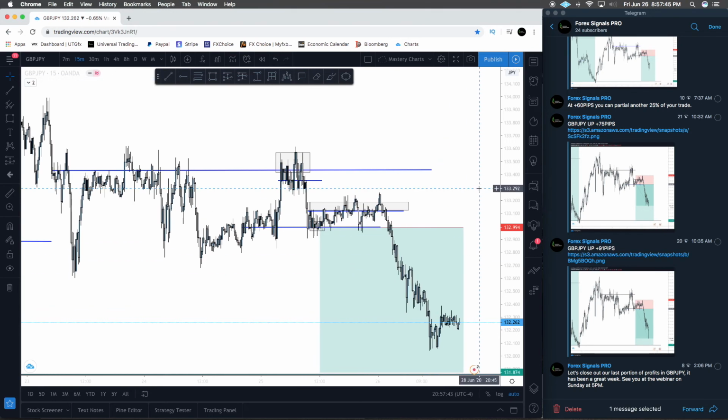Now, this is how I was able to get in on this trade. Partial out some profits once I was in profit, moving my stop losses to break even. So I'm now in a risk-free trade.